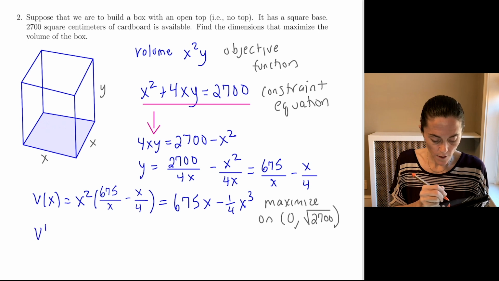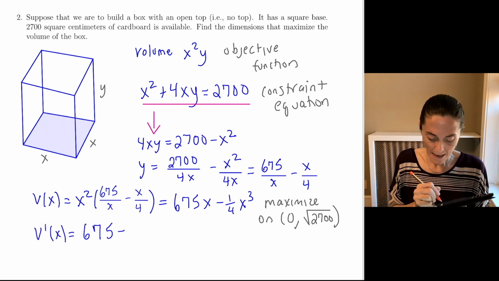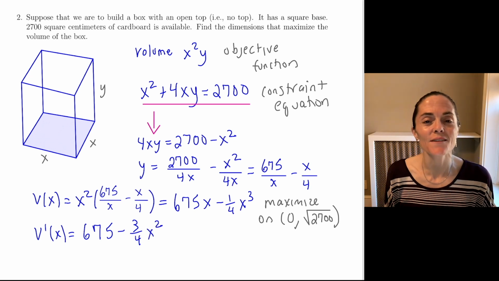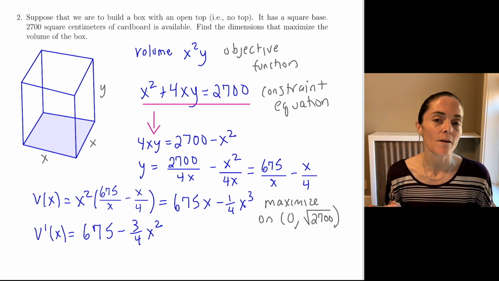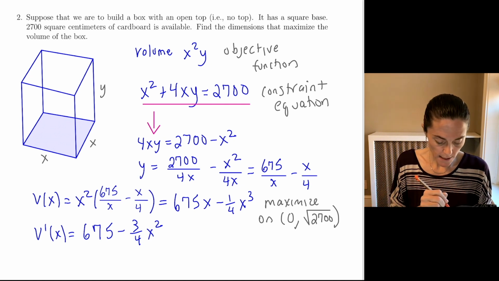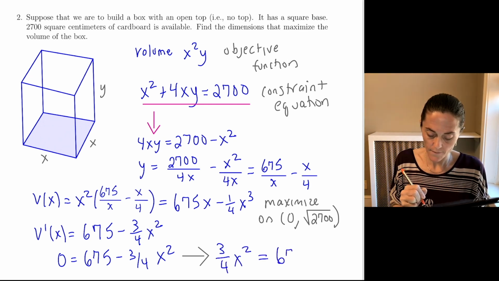Let's take the derivative, look for critical points. Here I get 675 minus 3 over 4 x squared. This derivative is defined on the whole real line. Really, the critical points will come where the first derivative is 0. So let's solve here. We get 3 over 4 x squared equals 675.